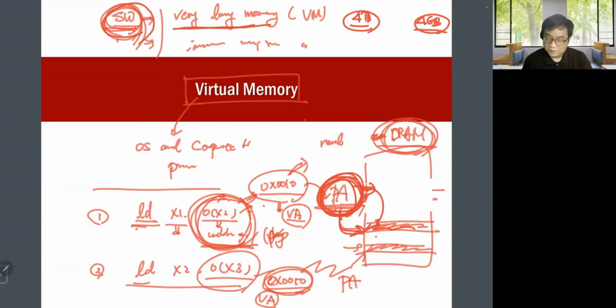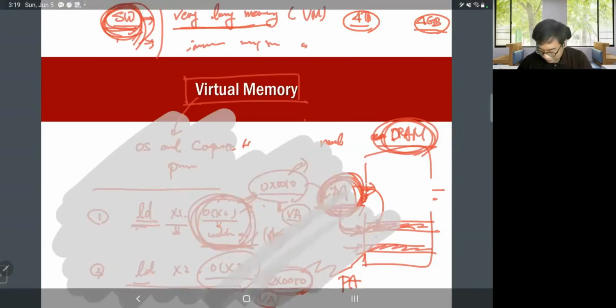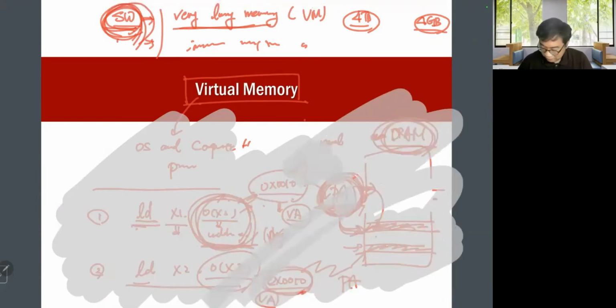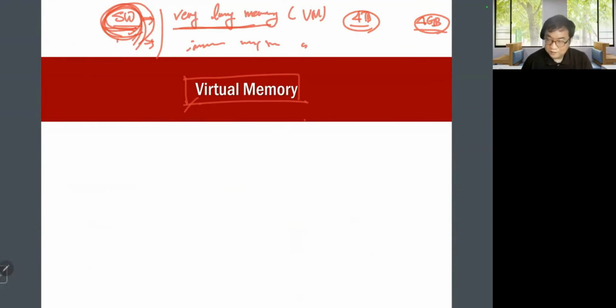You may be confused because until now I explained the load instruction. What's the purpose of the load instruction? The purpose of the load instruction is to transfer data from main memory to the register file, right? But we can say that when the load instruction is executed, the address handled by this load instruction is a virtual address.